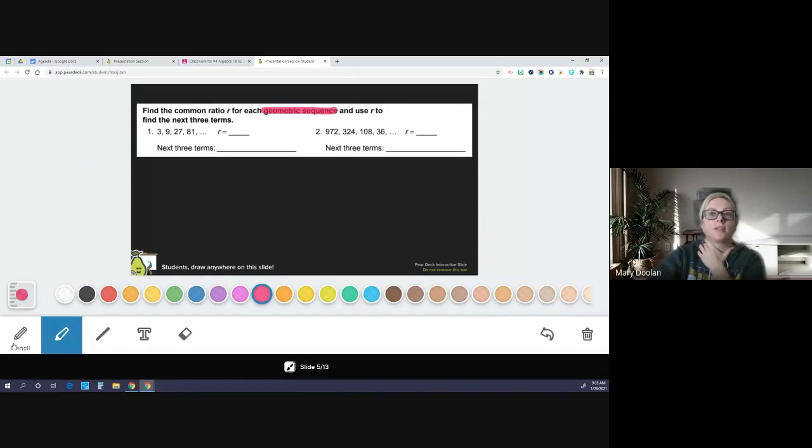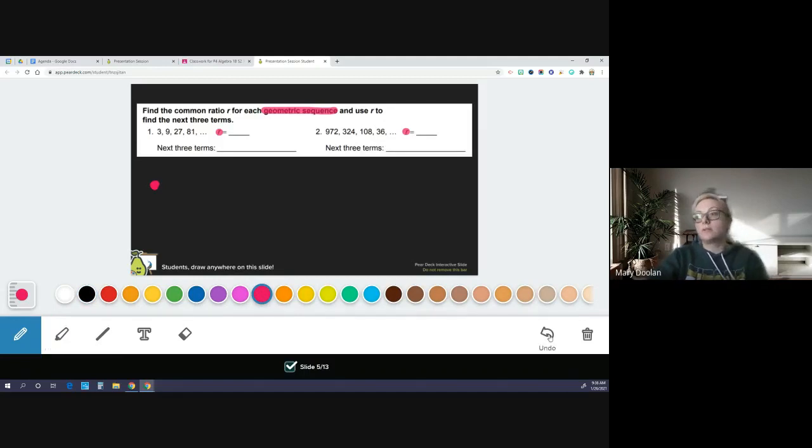Geometric sequences. Okay, geometric sequences have a common ratio, and that's what the R is. We're being asked to find what the R is on both of these. That is, what are we multiplying by to get from one term to the next? And so what you can do is think of it as picking any two terms, like 81, oh, that's way too big, like 81, and the one before it, 27, and I divide, 81 divided by 27, maybe that's kind of hard to do in your head, but, you know, you're allowed to open a calculator.